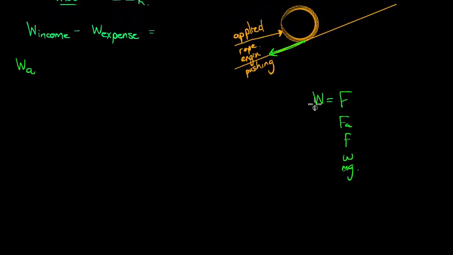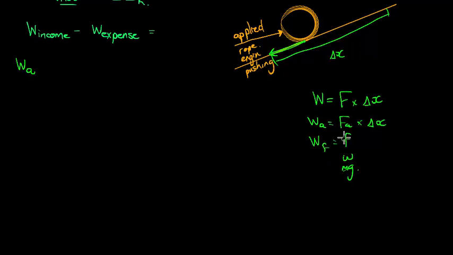Whenever I'm working out the work done by a force, I take that force and I multiply it by the distance that is in the direction of the force. So if this thing moves from here to there and this distance is delta x, then the work done by the applied force is the force applied times the distance over which it was applied.